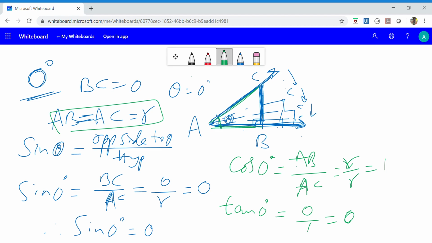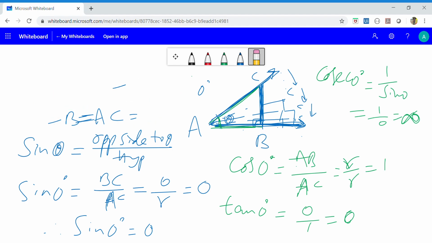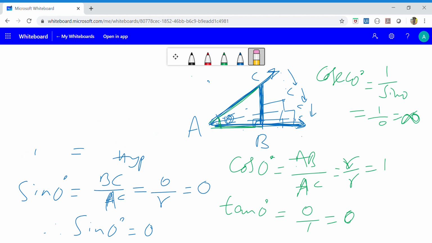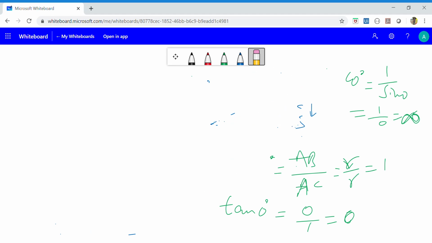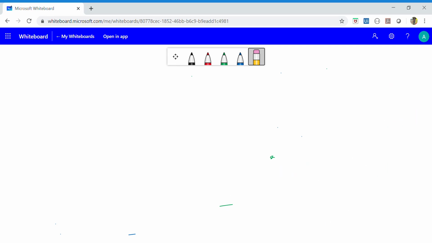Okay. Next, their reciprocals you will get automatically. Cosecant 0 is 1 by sine 0. 1 by 0 is not defined, infinity or not defined. Like that, secant 0 is 1 by 1, which is 1, and cot 0 is not defined. So these are the trigonometric ratios for some specific angles. Later in the higher standards you can learn the remaining values also.